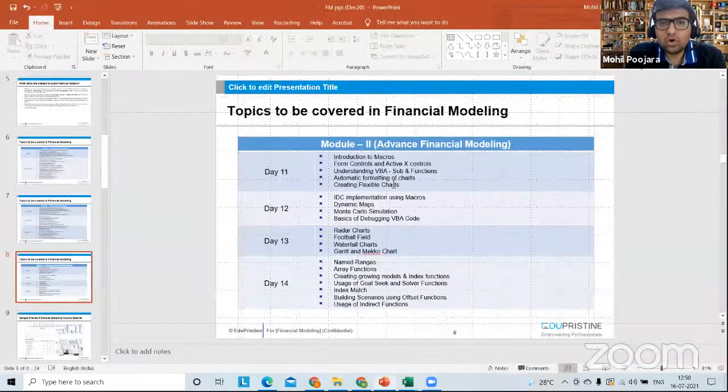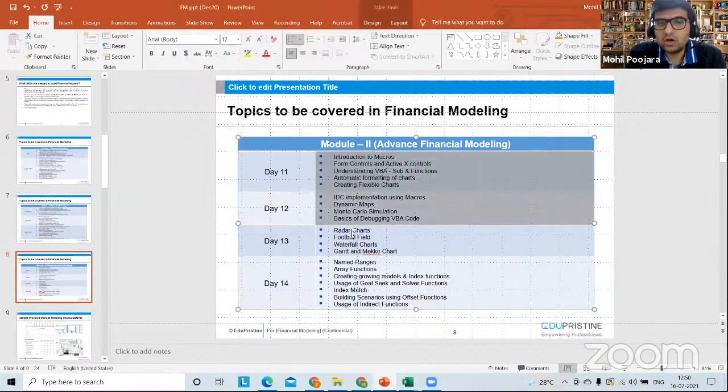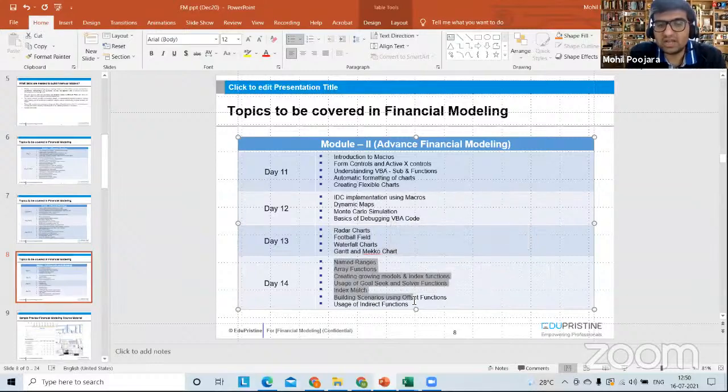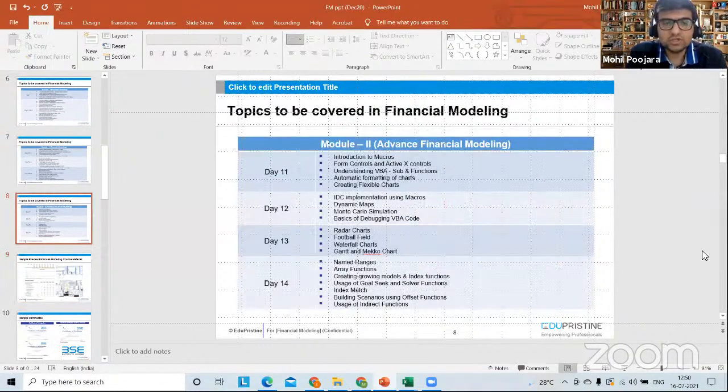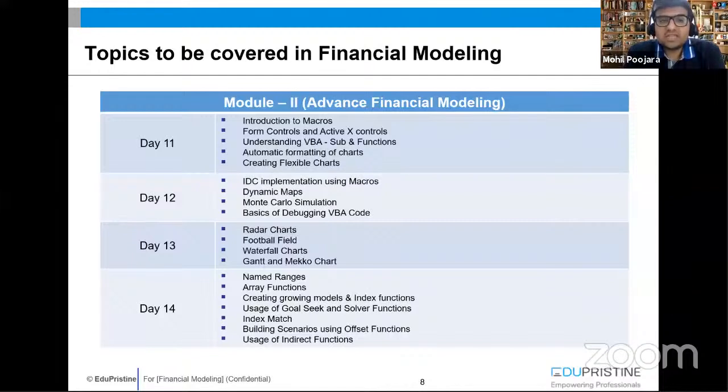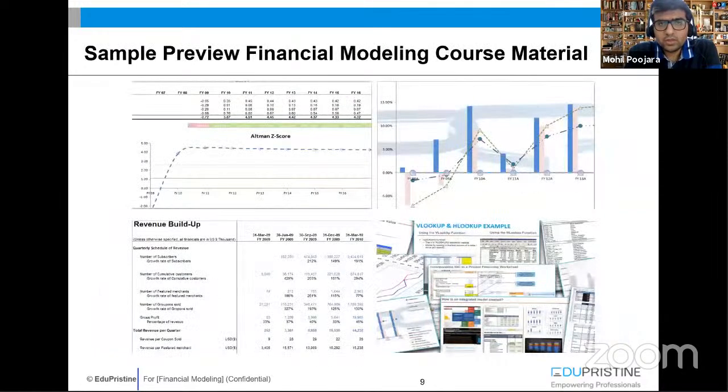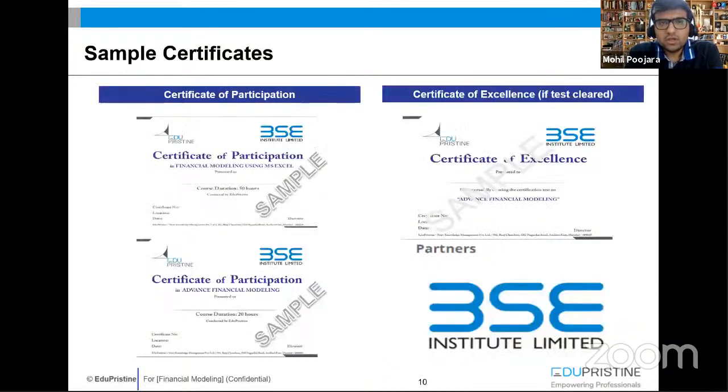So all of these advanced Excel skills are something we'll teach in macros. We'll have a session for charting, how to build charts. And we'll also have a session for advanced Excel formulas like offset, index match, goal seek, solver, etc. So on and so forth. So that covers the 14-day course. This is some of the sample content that we cover in the course. We've already gone through some of it.